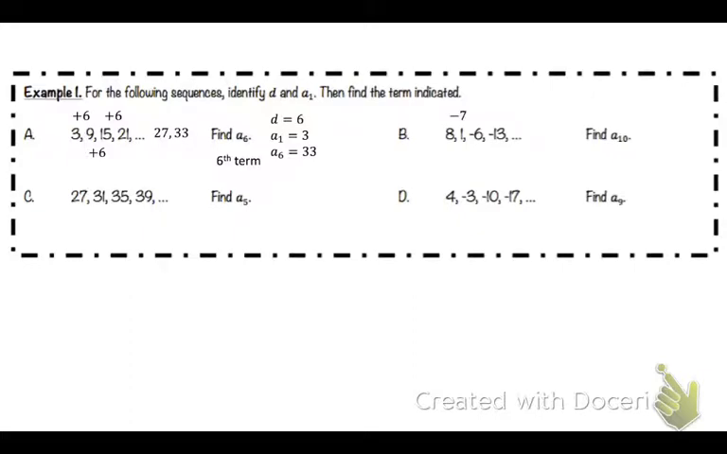Okay? Now on this next one, the sixth term is 33. Subtract 7, subtract 7, subtract 7. So the difference is negative 7. The first term is 8. We need to find the 10th term. So I'm going to do negative 13 minus 7 is negative 20. Minus 7 is negative 27. Minus 7 is negative 34. Minus 7 is negative 41. Minus 7 is negative 48. Minus 7 is negative 55. So the 10th term is negative 55.